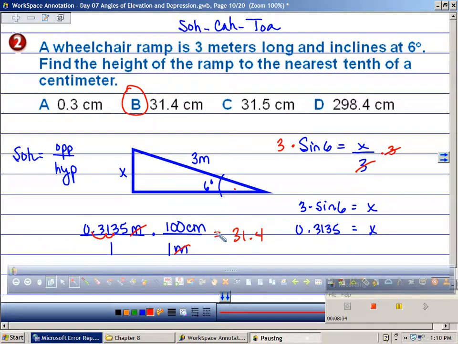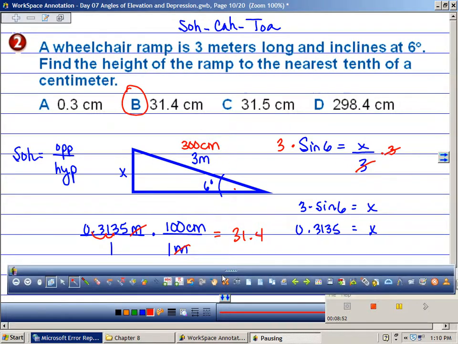Okay, this could have been a lot easier if I would have said, they want centimeters, this is in meters. If there's 3 meters, how many centimeters are there? That would have made the problem a lot easier.